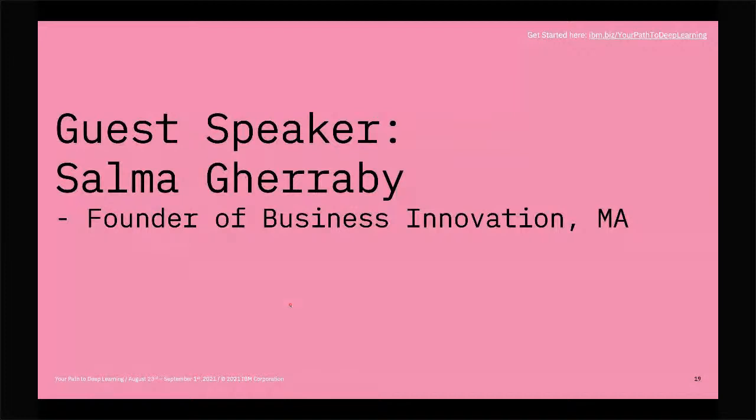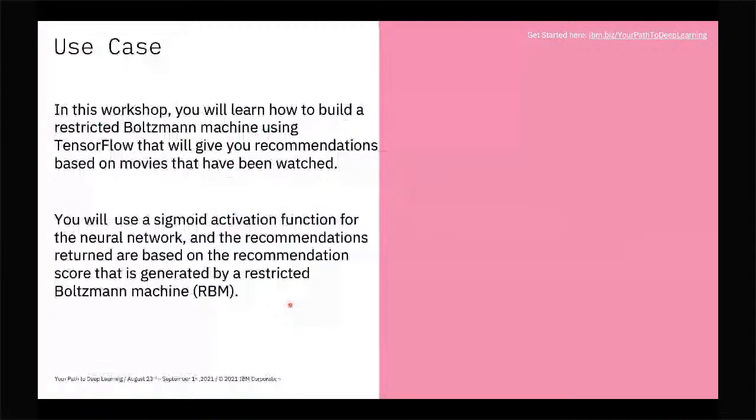So let's talk about what's happening today. Today in the workshop, we are going to build a movie recommendation system using a Restricted Boltzmann Machine, which is RBM, and TensorFlow. You'll be using a sigmoid and a ReLU function, and that will help us provide the recommendation.